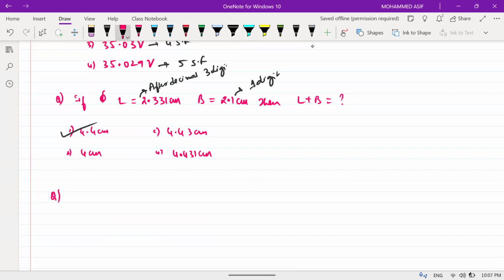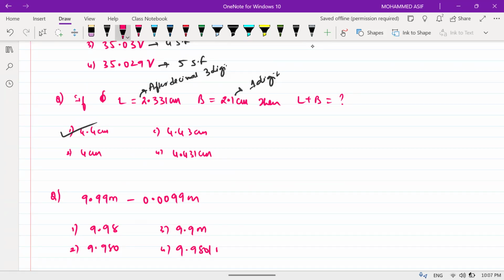One more question. 9.99 meter minus 0.0099 meter. What will be the answer? 9.98, 9.980, 9.99 meter, and 9.9801 meter. Tell me. Subtraction. First option, obviously. Why? After the decimal, there are 2 digits here. And after the decimal here, 4 digits. Am I clear?